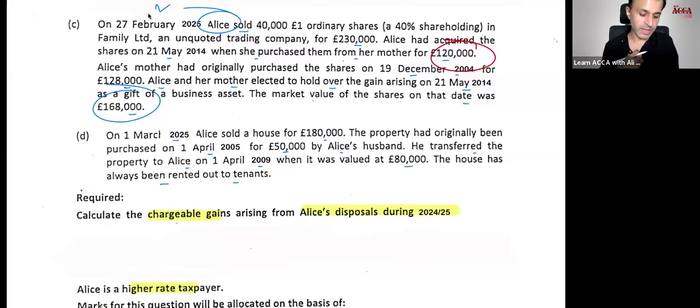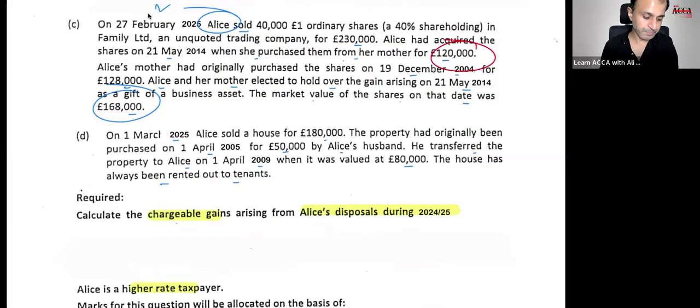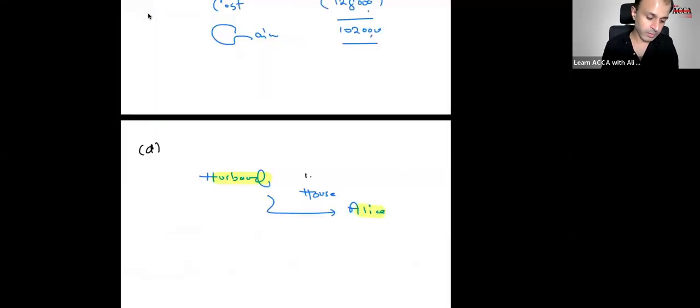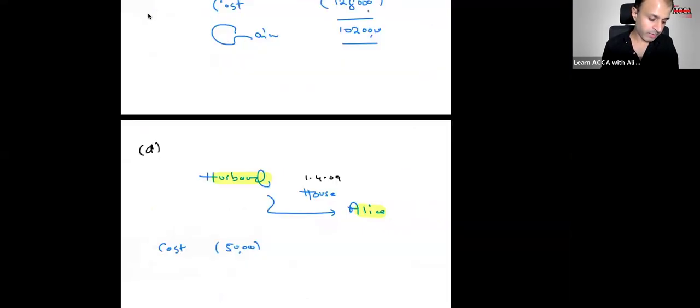Okay, so I will start with the previous thing first. Originally, who was the owner of this house? It was Ellis' husband. So I will start off by writing the word husband. He was the original owner of the house. Alice is the lady to whom this house has been sold on the day, 1st of April 2009. The cost is given as 50,000, and the market value on the date of transfer was 80,000.